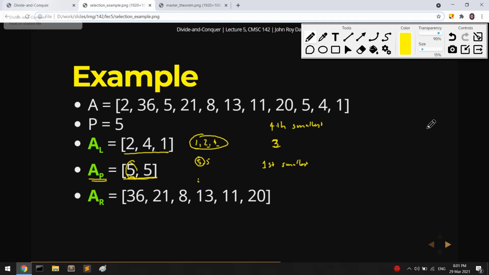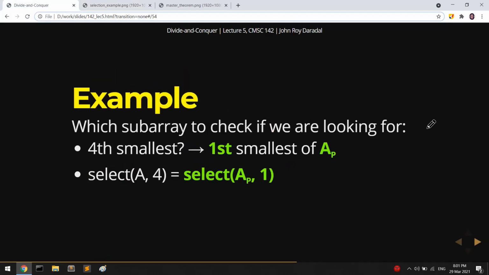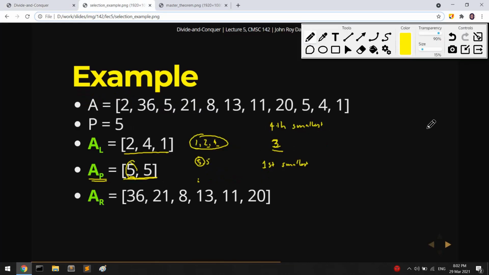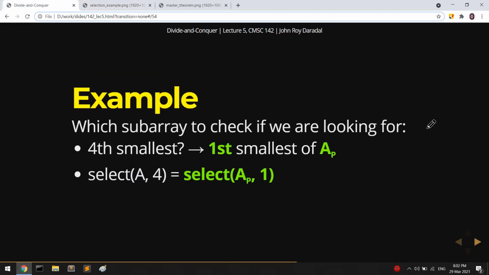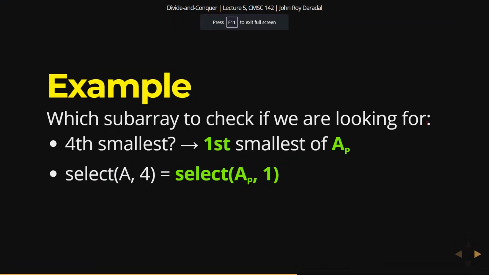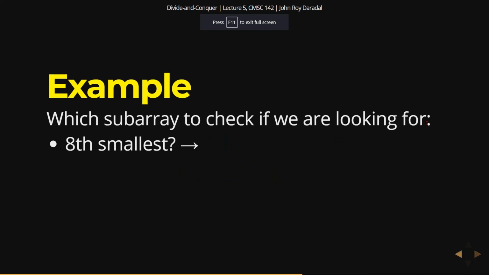Okay. Now, how did we get first? It's because A sub L already has 3. So if we're looking for the fourth and there's already 3 here, so 4 minus 3, that would be the first smallest item of A sub P. Okay, so that's it. Now how about if we were looking for the 8th smallest?